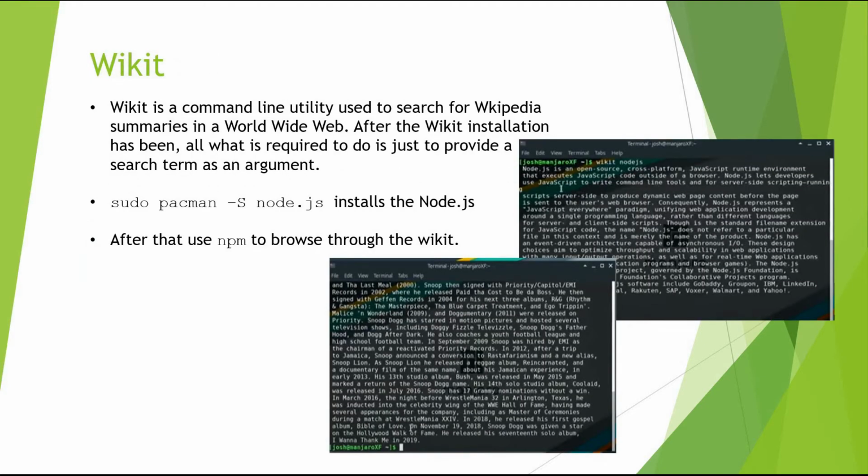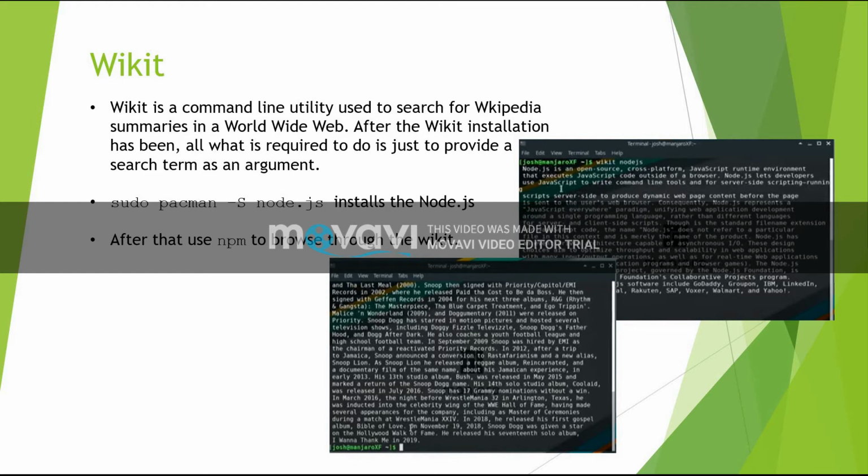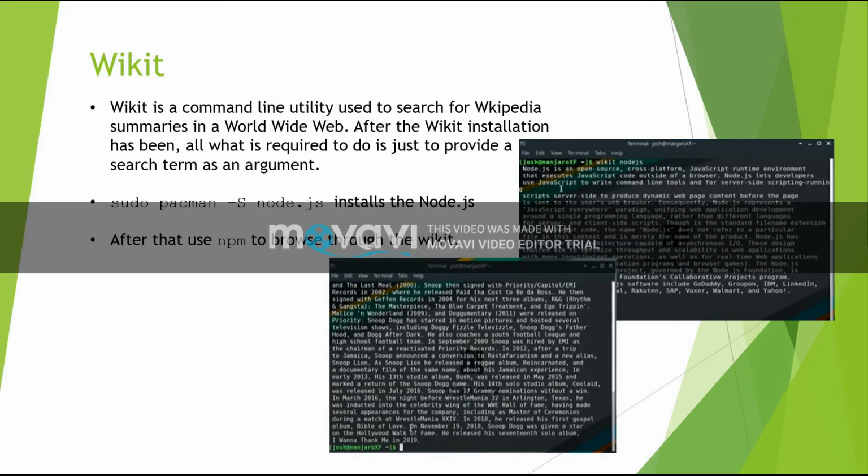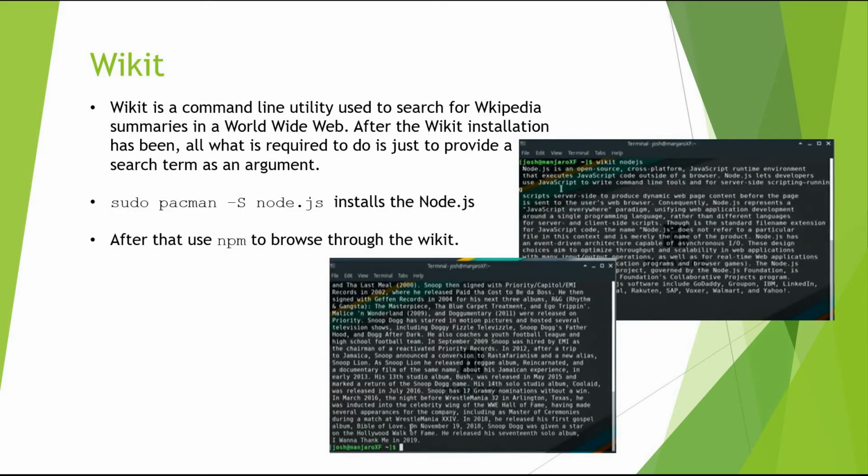Wikit is a special tool designed to browse Wikipedia through the Linux terminal. It is a very convenient tool when you need to search certain articles or need to search data through the web. In order to install Wikit, you need to have the Node.js platform installed on your local machine. To install Node.js, you have to run the sudo pacman -S nodejs command on your local machine, and this installs the Node.js platform on your computer. And later, you have to use npm to browse through the wiki.